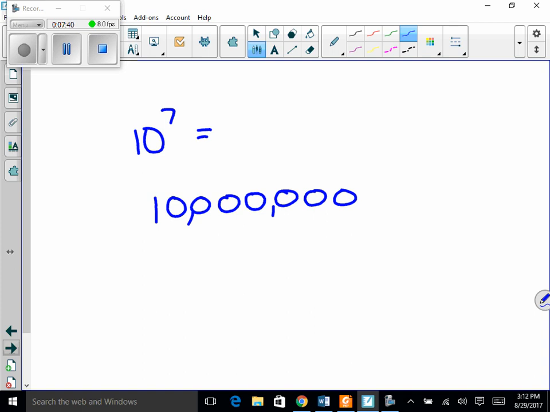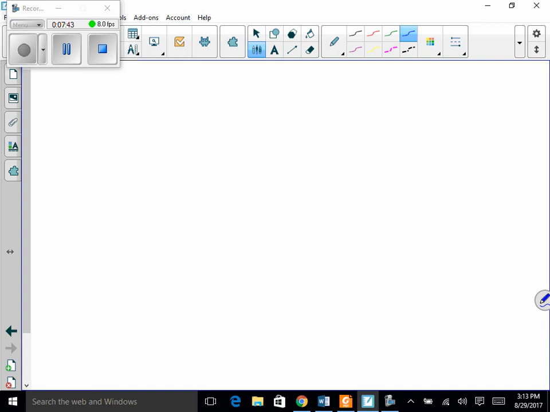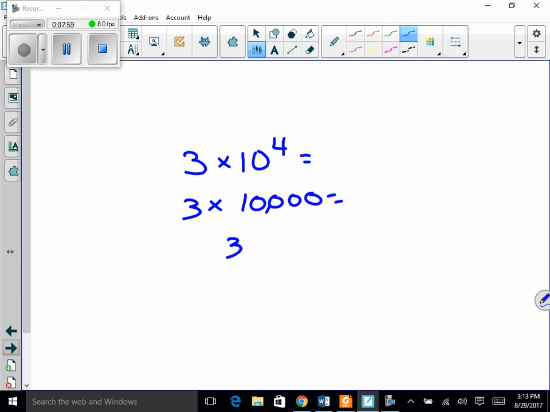Okay, a couple more just for fun, just to practice. Let's say 3 times 10 to the 4. And you say, okay, 3 times, and then 10 to the 4, you put a 1 and 4 zeros. 1, 2, 3, 4. So now we're looking at 3 times 10,000, which is 30,000.